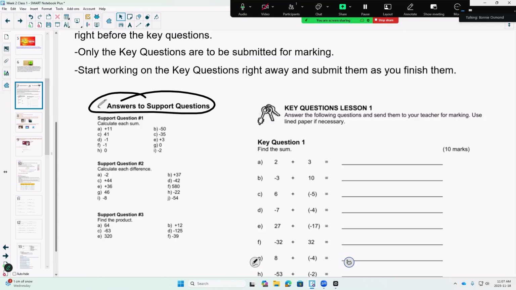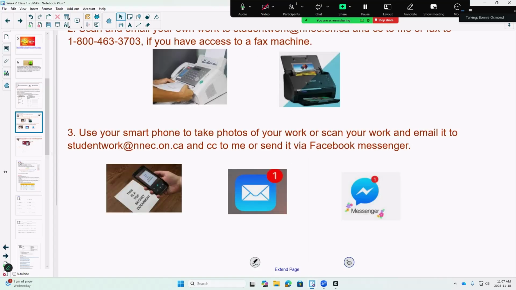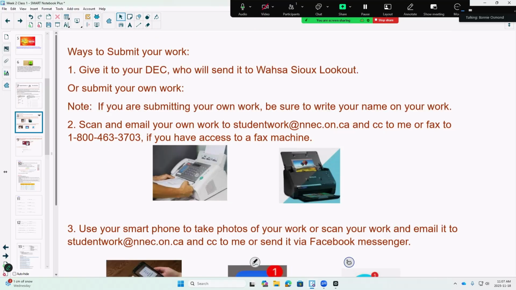So do your support questions, go to the answers, and check your answers against the answers that are there. If you're doing really well with the support questions, then you can move on to the key questions. Okay, the key questions are your assignments, and those are the questions that you submit to me for marking. Those are the only ones. Again, the support questions have the answers there, so do not send those out to me. I'll just send them back and say the answers are at the end of the lesson.